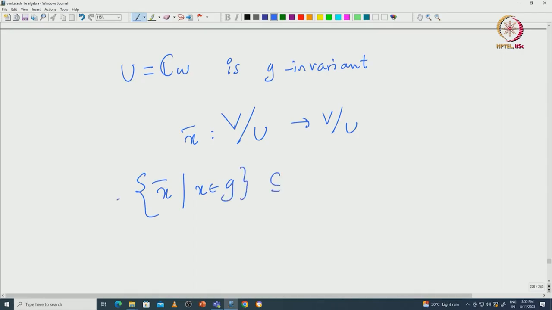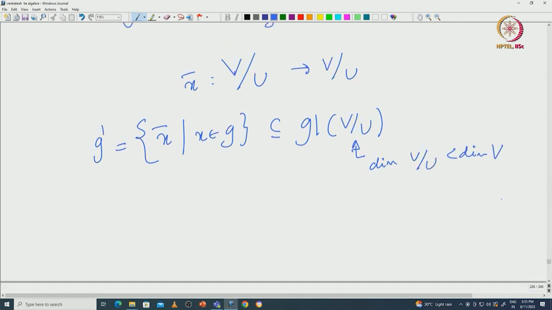This will be a subalgebra of GL of V modulo U. Now this dimension is actually strictly less than the dimension of V. So, by induction we can say that there is a basis of V modulo U with respect to which all the elements of this G dash are represented as upper triangular matrices. Since G dash is solvable as being a quotient of G, I will leave it to you to check that G dash is indeed solvable. That is not hard to check. Once you check that this correspondence x goes to x bar is a Lie algebra homomorphism, that would imply that G dash is solvable.